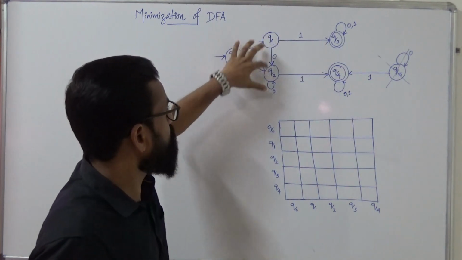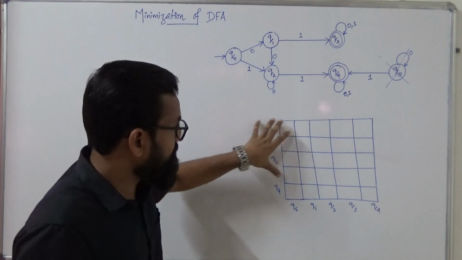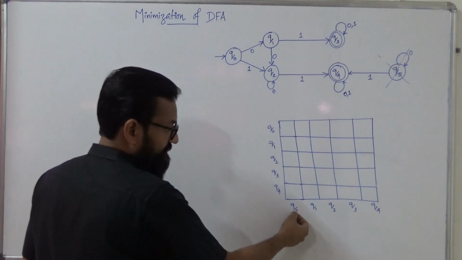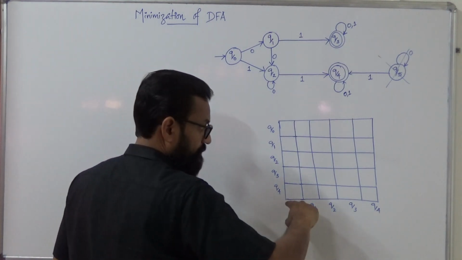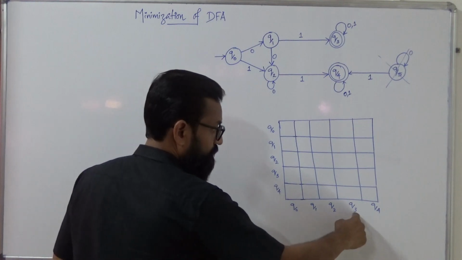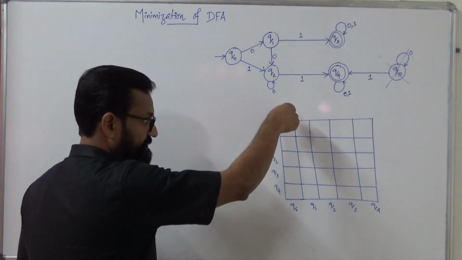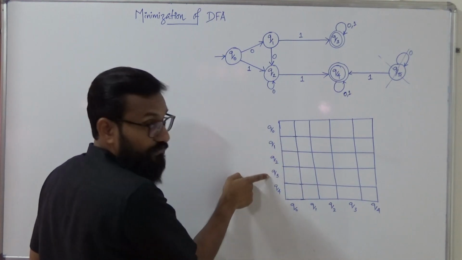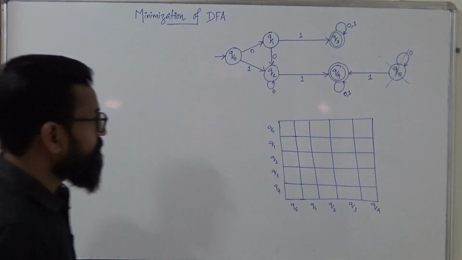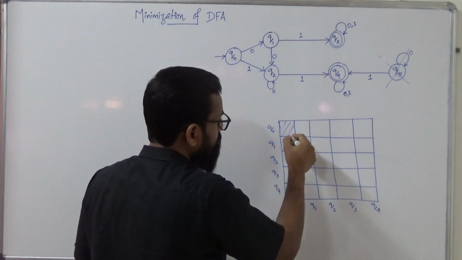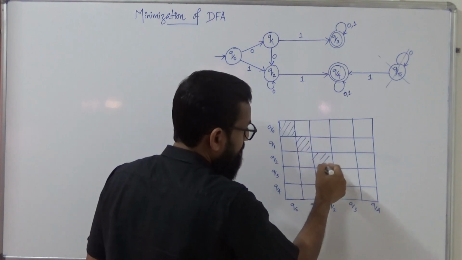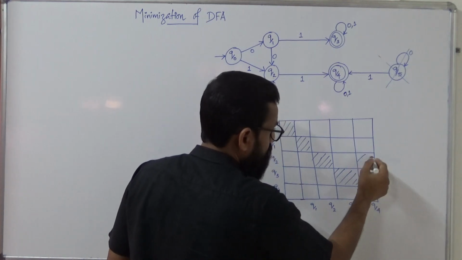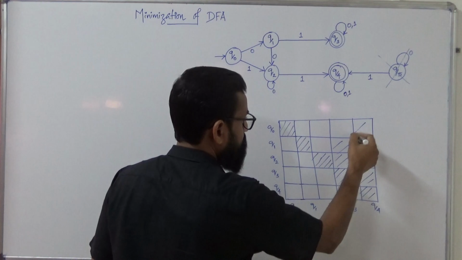You have 1, 2, 3, 4, 5 states. So you need to construct a table of size 5 by 5 like this. If you consider the column-wise label, it will be Q0, Q1, Q2, Q3, Q4 in this order. And the row-wise label, from top to bottom, will be Q0, Q1, Q2, Q3, Q4. Now, remember that you don't need to use the diagonal and the upper half.